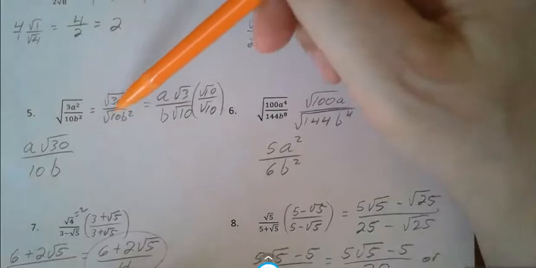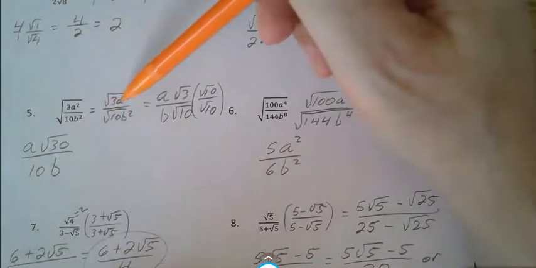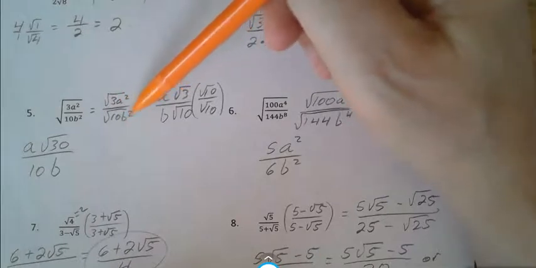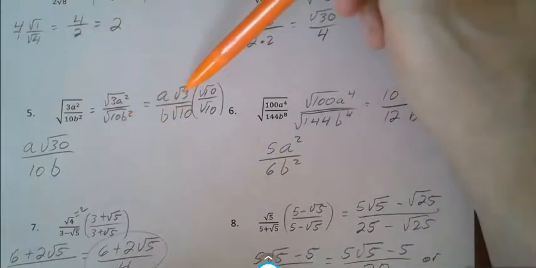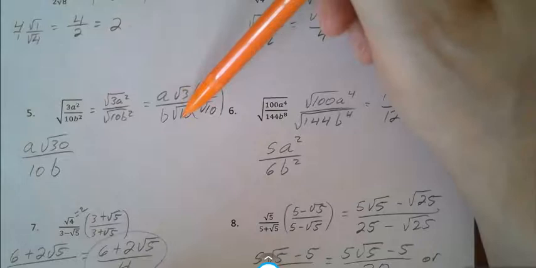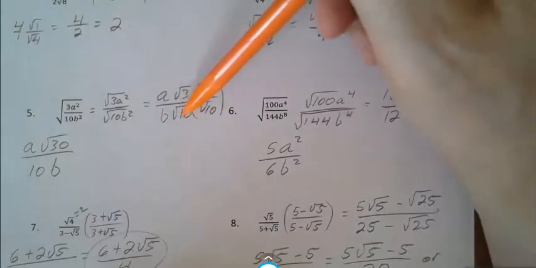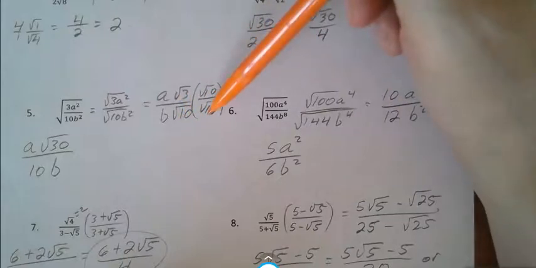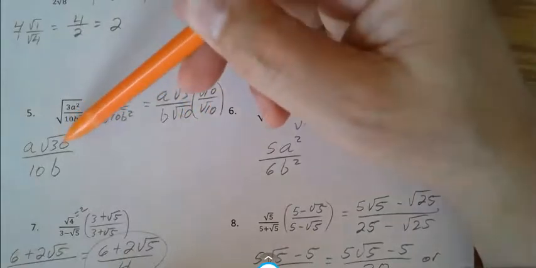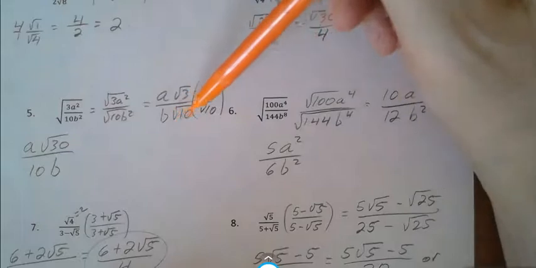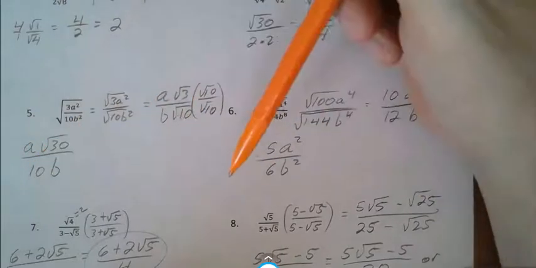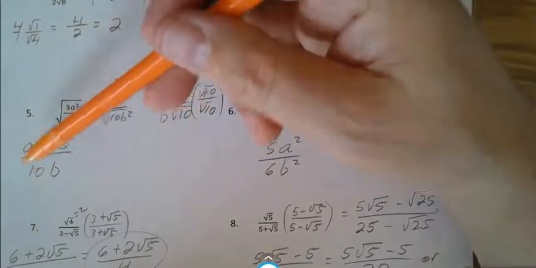All right, number 5. So break them off into their parts. I do the square root of a squared, so I pull the a out, b squared, pull the b out. I have the square root of 3 over square root of 10. Multiply top and bottom by the square root of 10. So that gets rid of the square root on the bottom. So I'll have the square root of 30 over, and then square root of 10 times square root of 10 is 10. That's the whole point of me doing that. So I get 10.